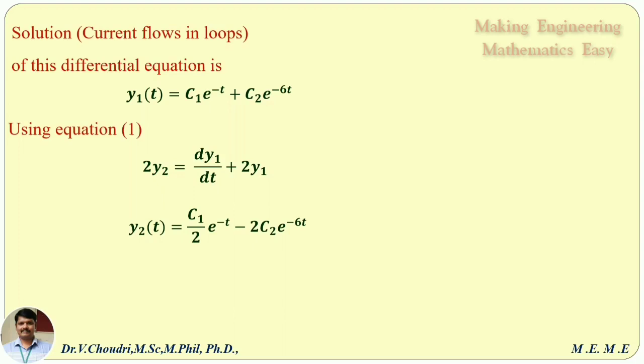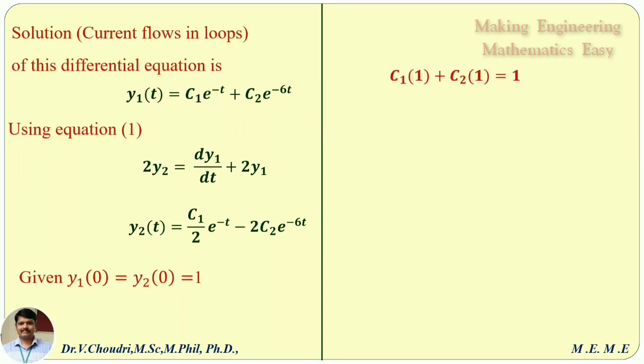Given the initial conditions y1 of 0 equal to 1 and y2 of 0 equal to 1, we may substitute in the above two equations. We get c1 plus c2 equal to 1, and c1 by 2 minus 2c2 equal to 1. Simplifying this, we get c1 equal to 6 by 5, c2 equal to minus 1 by 5.